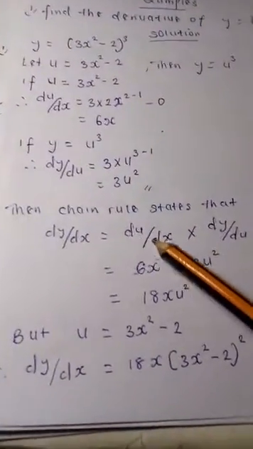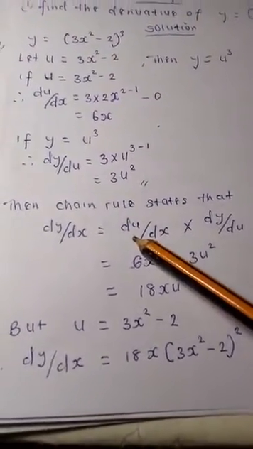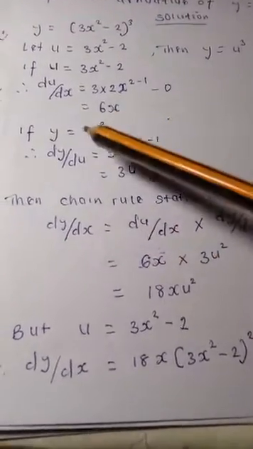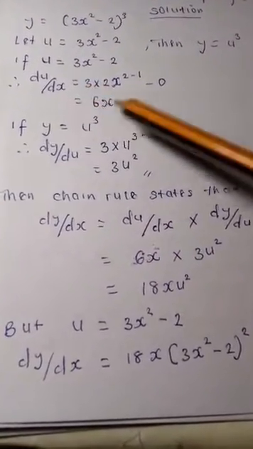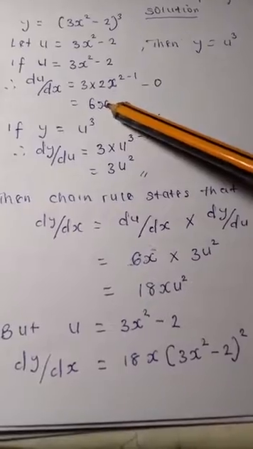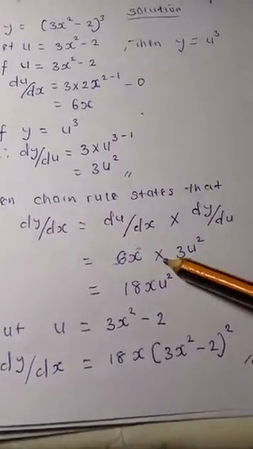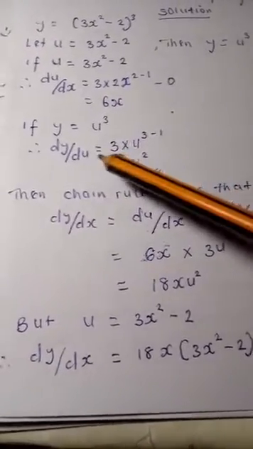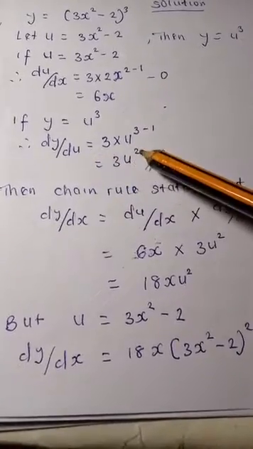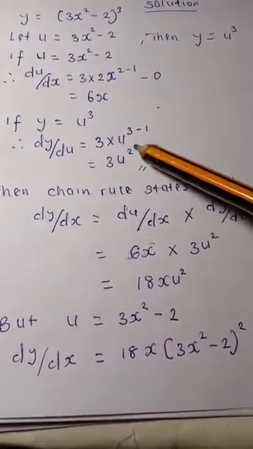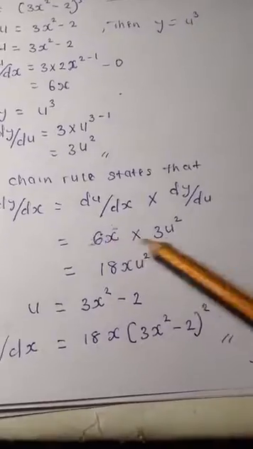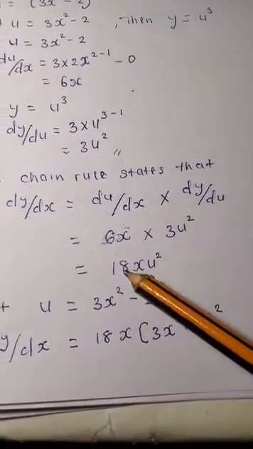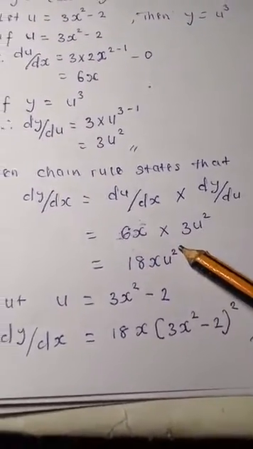Now what is du/dx? We have found du/dx. du/dx is 6x, times what is dy/du? dy/du is 3u squared. So bringing it down, times this, we're going to get 18xu squared.